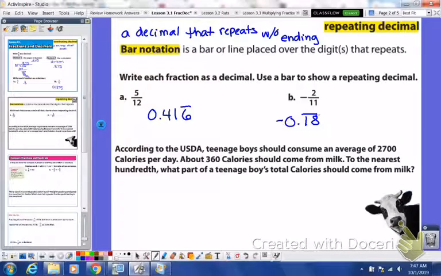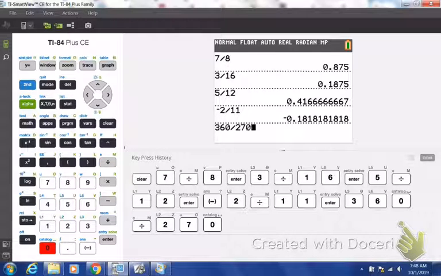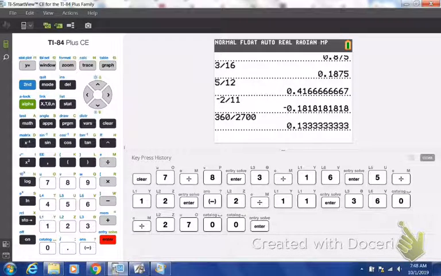All right, according to the USDA, teenage boys should consume on average 2,700 calories per day. About 360 calories should come from milk. To the nearest hundredths, what part of a teenage boy's total calories should come from milk? Okay, so 360 out of 2,700. So hop to our calculator. 360 divided by 2,700. And we get 0.13 repeating.